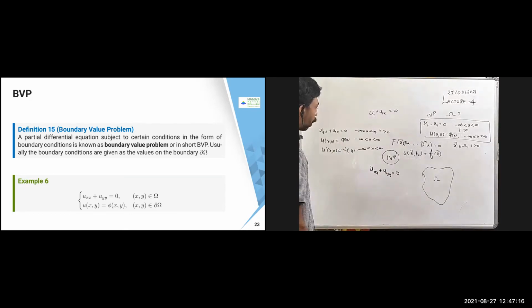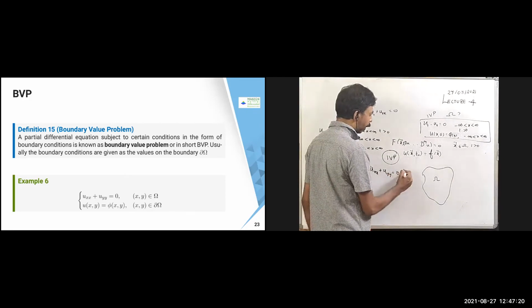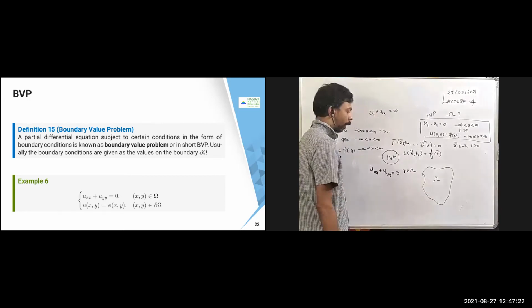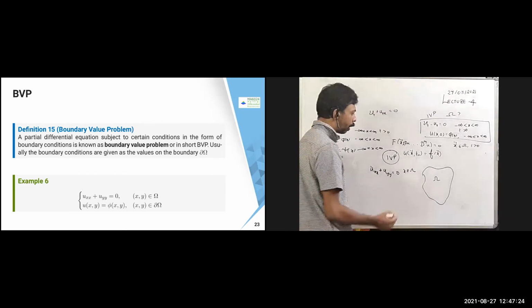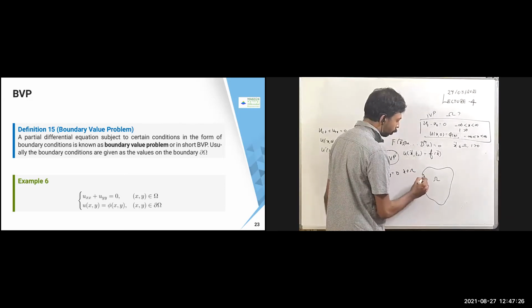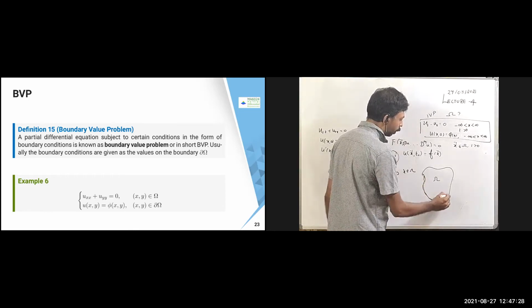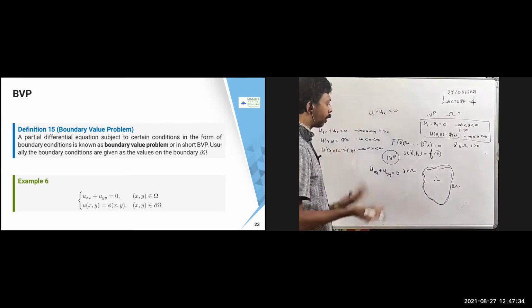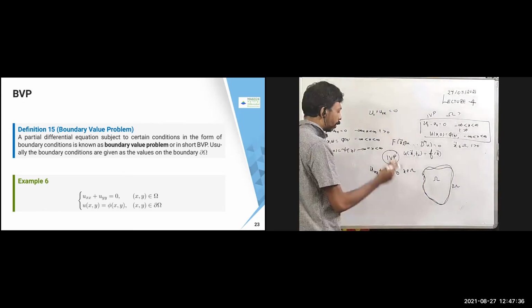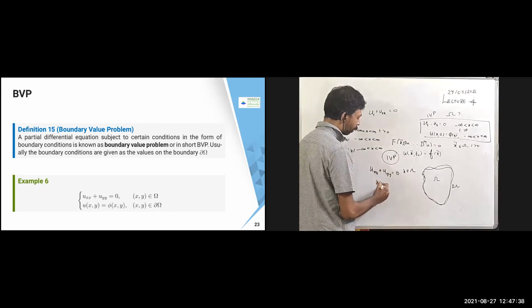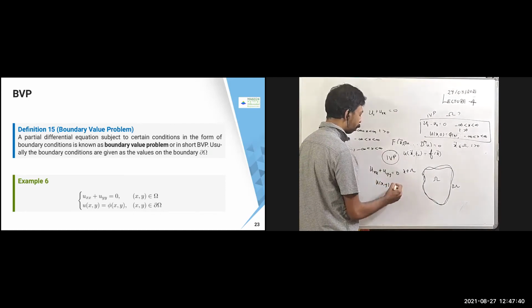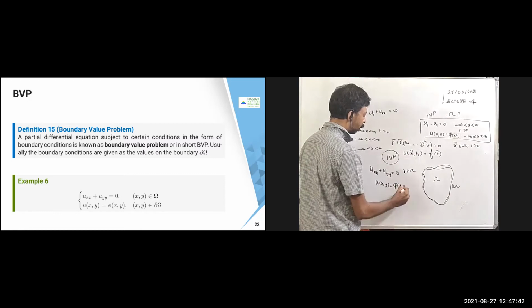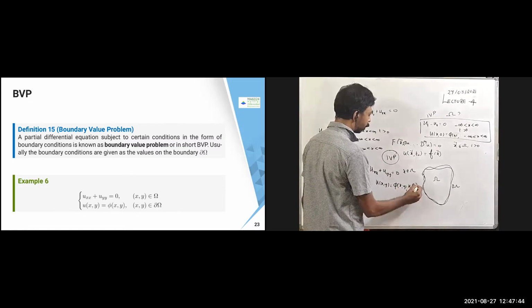In this case, x belongs to omega, where it is defined. Now I'm going to define something on the boundary. This is called the boundary, and I call it dou omega. What is the condition on the boundary? u(x, y) = phi(x, y), where x belongs to dou omega.